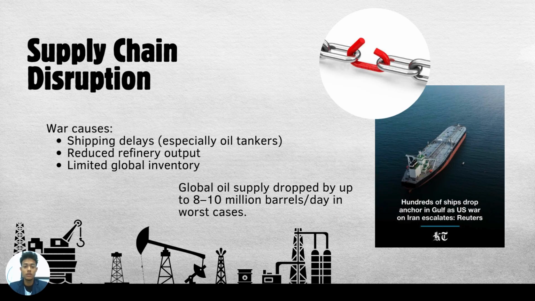The conflict also causes major supply chain disruptions. Oil shipments are delayed, especially tankers that must pass through dangerous areas. Refineries may reduce output due to limited supply and global oil inventories become lower. In extreme cases, global oil supply can drop significantly. This creates energy shortages that affect industries like transportation, manufacturing, and logistics.